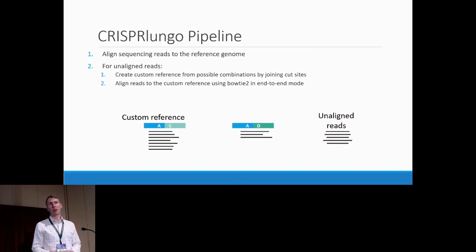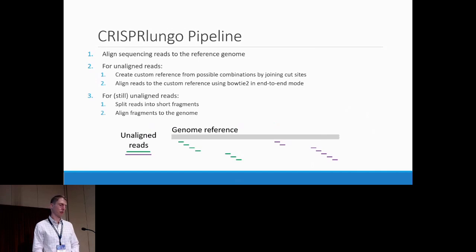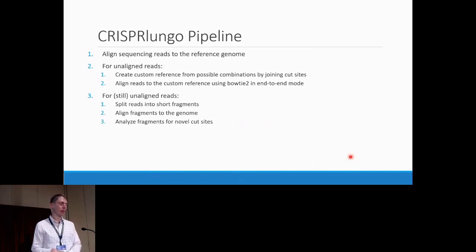However, there are still some reads that are unaligned, and we are not sure exactly where they're arising from. For this, we performed an unbiased analysis. We will split each read into short fragments and align these fragments to the genome. Here I have a read that is green and a read that is purple. We can see that the green read has some fragments that align to two particular regions in the genome, as does the purple read. Then we will analyze these fragments for novel cut sites. We have an algorithm where we split the read into two partitions and minimize the number of novel locations seen in each partition. And then we can discover novel cut sites from these reads.